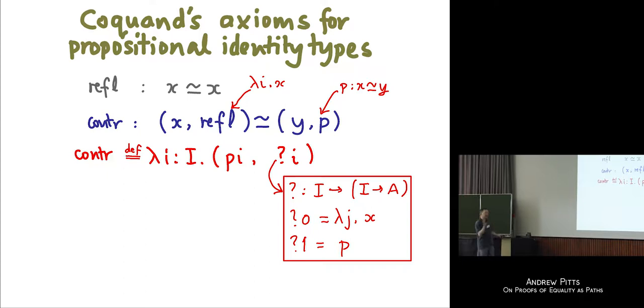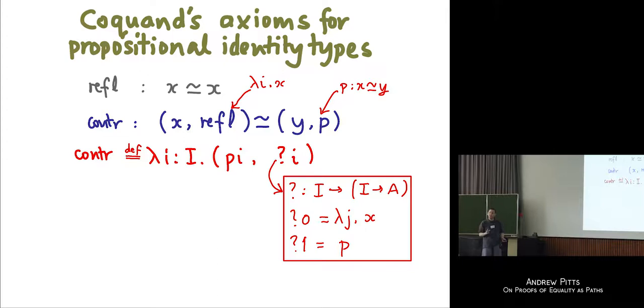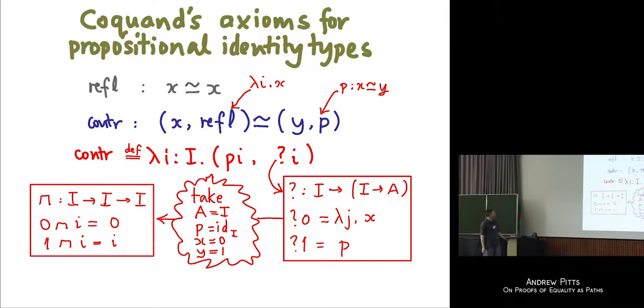Well, in particular if the object A was I itself, and if p was the generic path, the identity function, and x and y were 0 and 1, then we certainly have to have this. So this is a binary function on the interval with the property that 0 and i is 0 and 1 and i is i. That's just an instance of this for a particular A. So if we're going to have this, we'd better have that. But it turns out that that's all you need. If we postulate the existence of what's often called a connection structure, then we can get the contraction path using this formula here. So let's do that.